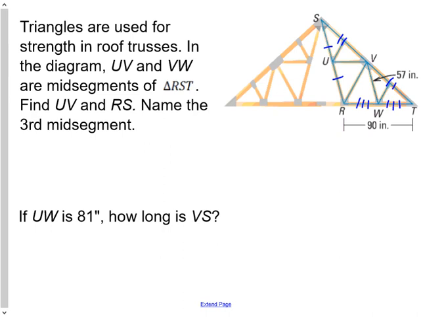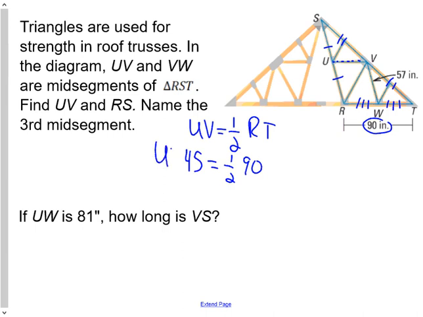So UV, right here, this segment equals half of the segment that's RT. Well, RT is 90 inches there in the diagram, so it's half of 90. I get 45, so UV is 45, and in this case it gave us inches. So UV is 45 inches.